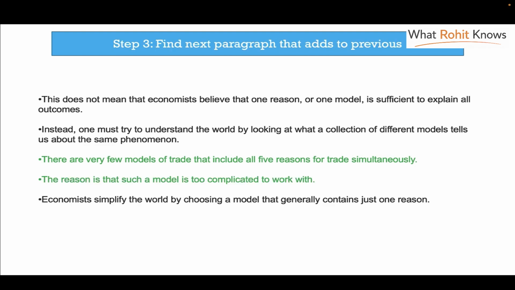Now, the next step is to find the next paragraph that adds to the previous. So you have to find a link between the two paragraphs. There are very few models of trade that include all 5 reasons for trade simultaneously. And the next paragraph after that is: the reason is that such a model is too complicated to work with. So the reason for what? The reason for having very few models of trade that include all 5 reasons. So there's a good logical relation between them. And that's why I picked that as the next paragraph.